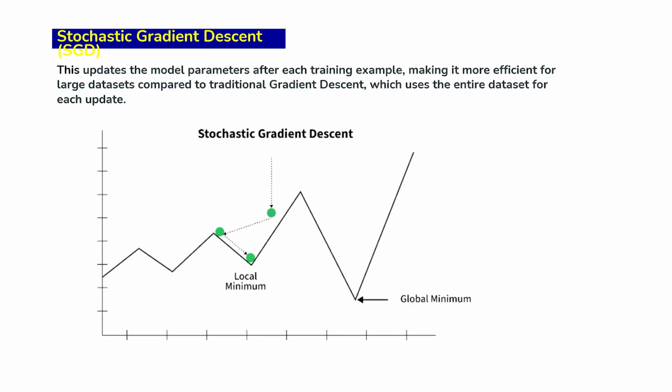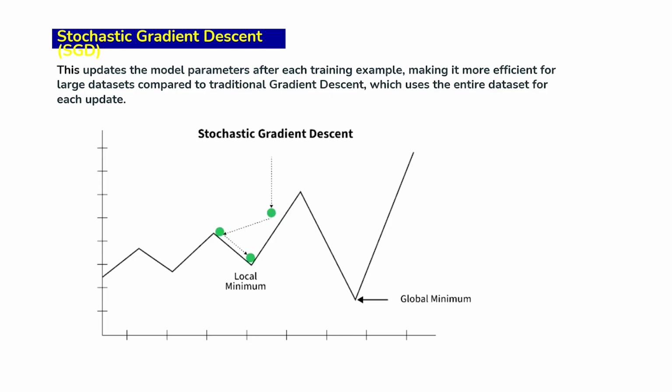So, there are many other gradient descent techniques which are useful. We will talk a little bit about some of these. One is called stochastic gradient descent, or SGD. In SGD, it updates the model parameters, basically your weights, after each training example, making it more efficient for large data sets. In traditional gradient descent, it uses the entire data set for updates, but in the stochastic one, you use only certain sets.